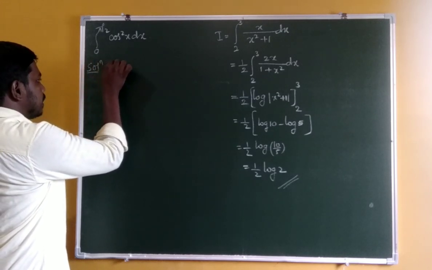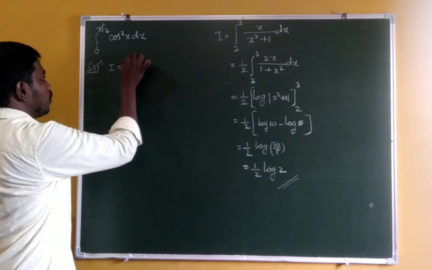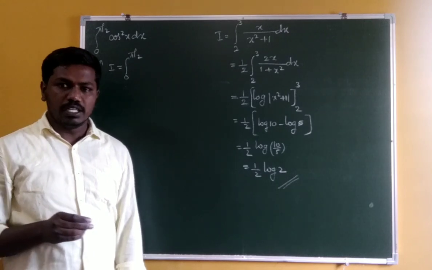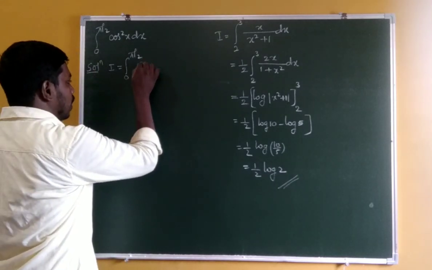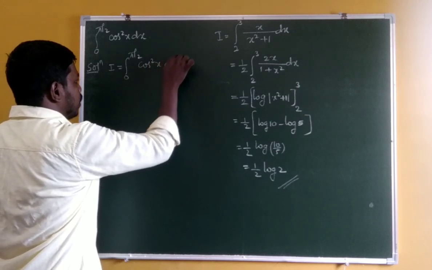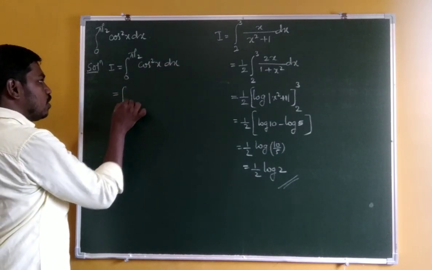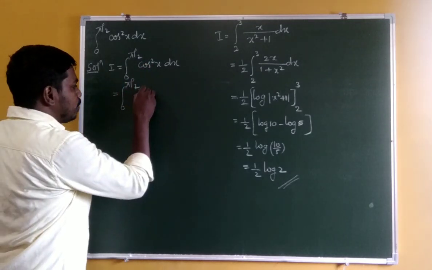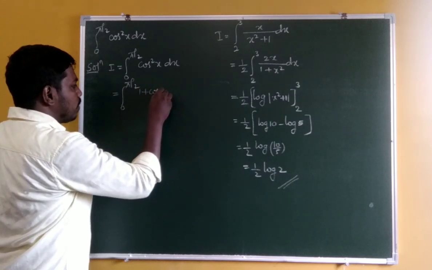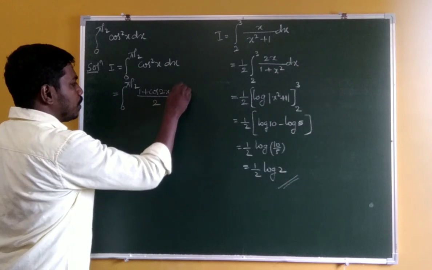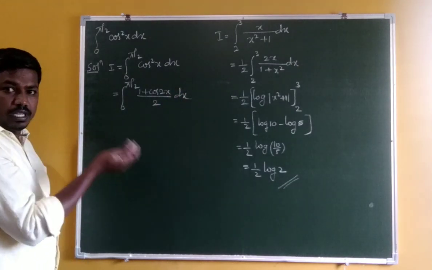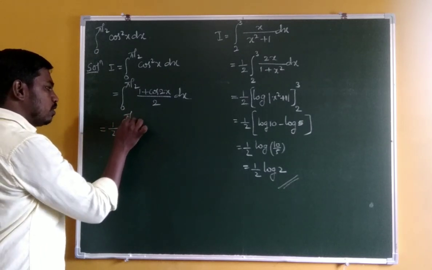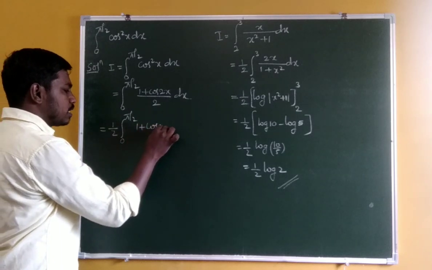Solution. I is equal to integration from 0 to pi by 2 of cos square x into dx. Using trigonometric identities, cos square x can be written as what? We know the identity: cos square x is 1 plus cos 2x divided by 2. So 1 by 2 is a constant, take it outside. 1 by 2 into integration from 0 to pi by 2 of 1 plus cos 2x into dx.